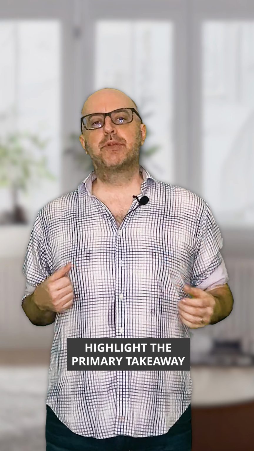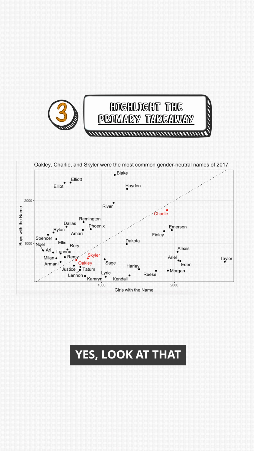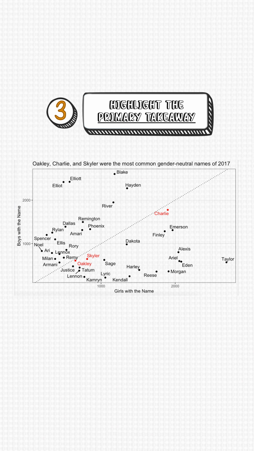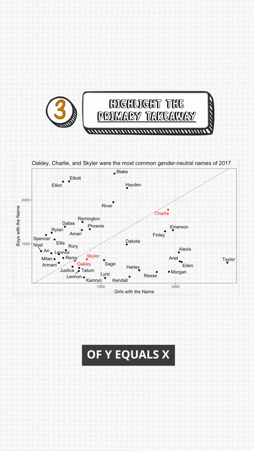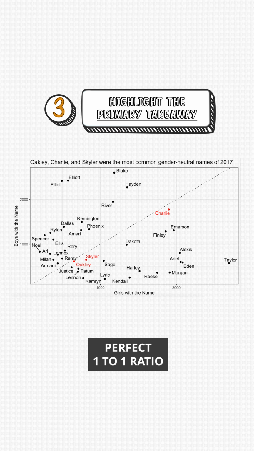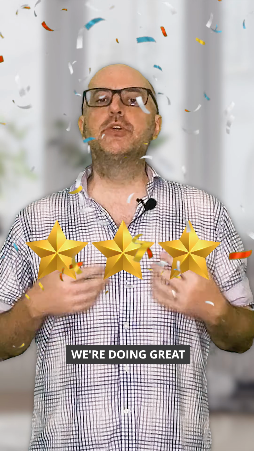3, highlight the primary takeaway. Yes, look at that. We highlighted the important names in red, we gave it a clear title, and we drew a cool line of y equals x to draw more attention to where names are compared to this perfect 1-to-1 ratio. 3rd gold star, we're doing great.